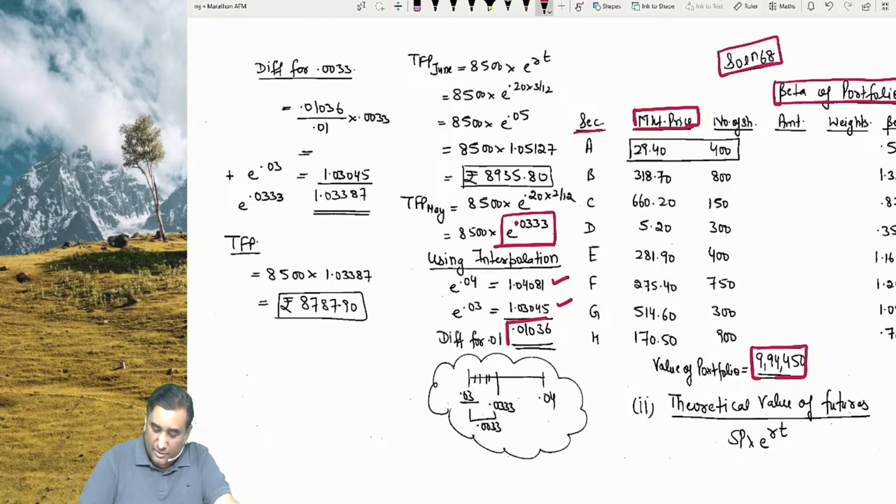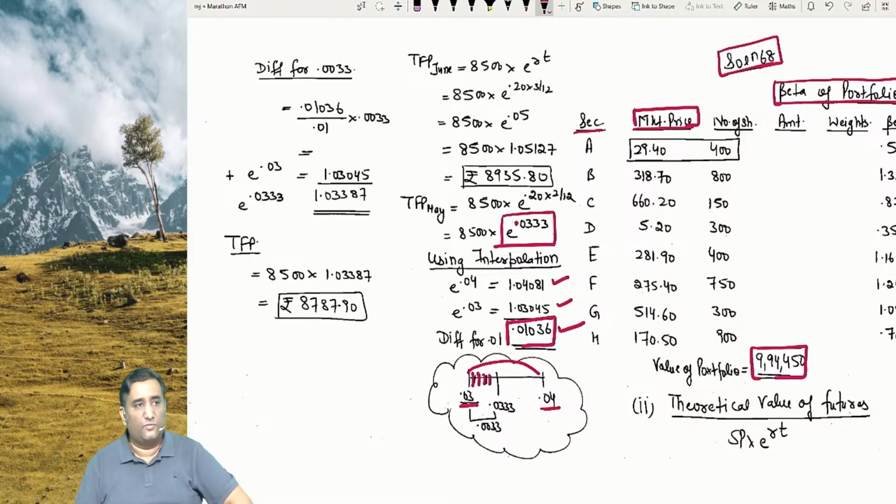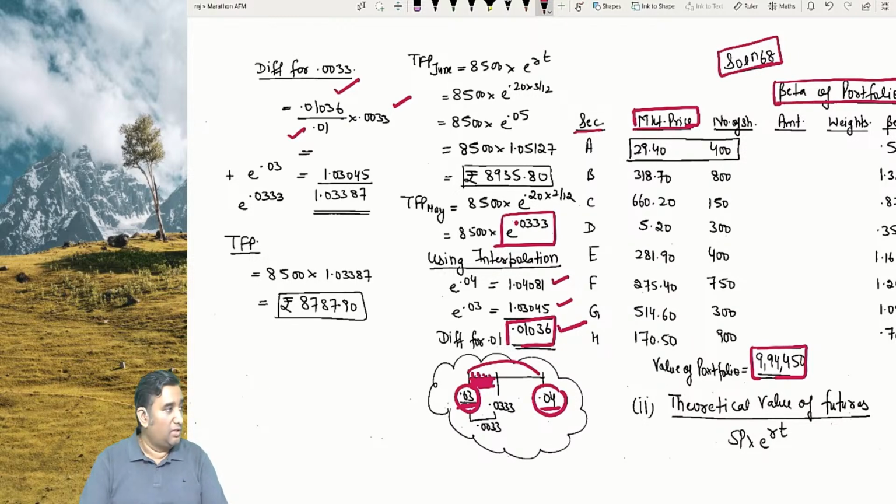Sorry, 0.01 value, and interpolation from here to here, the difference to cover this. Interpolation is trying to reach the 0.03 value, so you have to cover this section from here to here. The difference is 0.1036. We want to cover the distance 0.0033. So 0.0103 divided by 0.00033, that value of each plus the extra value gives 1.08787.